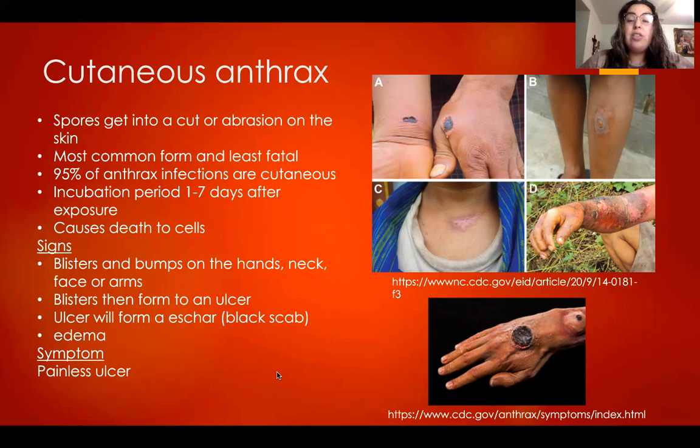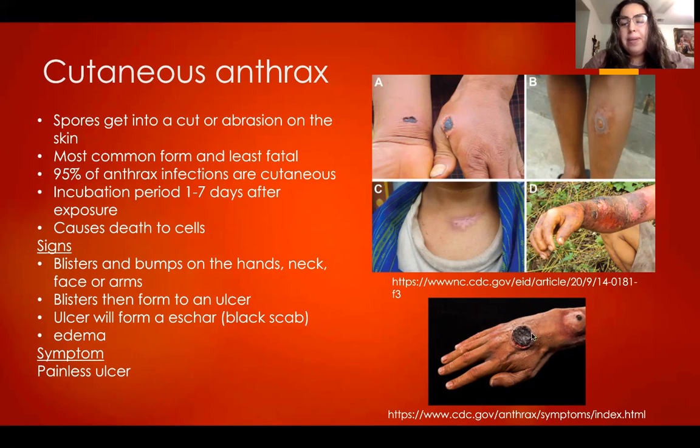This causes death to cells. Signs are blisters and bumps on the hands, neck, face, or arms. Blisters then form to an ulcer, which then turns into a black scab called an eschar. This is usually followed by edema. Symptom usually painless ulcer.